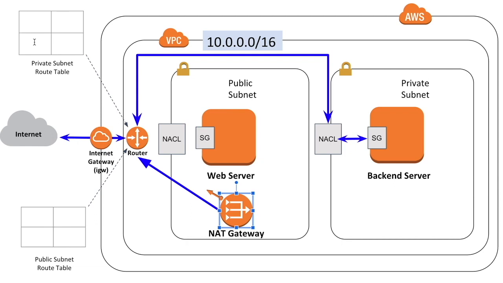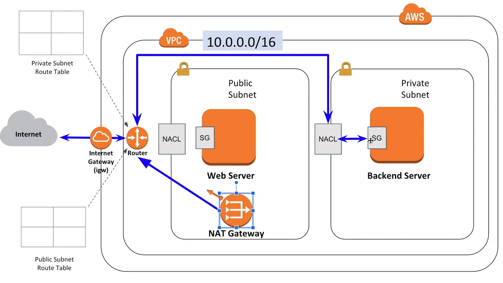That means any IP addresses other than our VPC IP address range should go to the NAT gateway or the NAT instance. So when our backend server, let's say it's a database, an Oracle database, wants to grab some security updates from the Oracle website, the Oracle website IP addresses are not within the CIDR or the IP address range of our VPC. So what it will do is route that request to the NAT gateway.